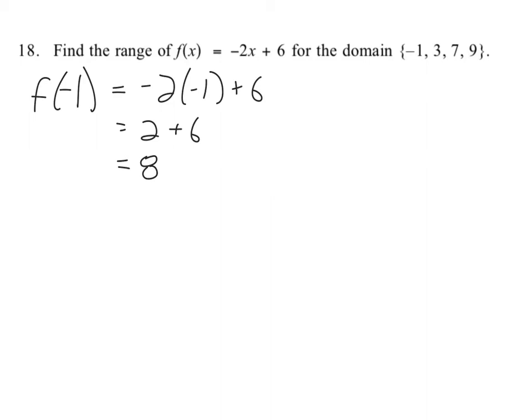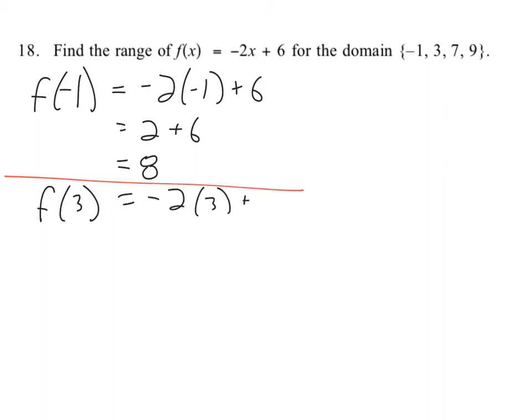Let's do it again for all the different values. And actually, let me just draw a line here so we can differentiate and not run into each other here. F of 3 would be negative 2 times 3 plus 6. And negative 2 times 3 is negative 6. Negative 6 plus 6 is 0.